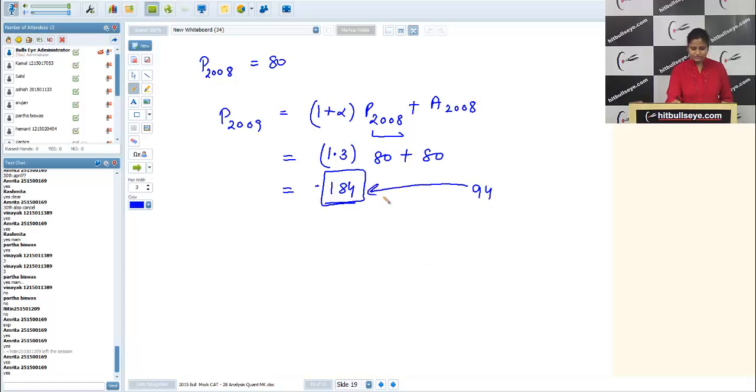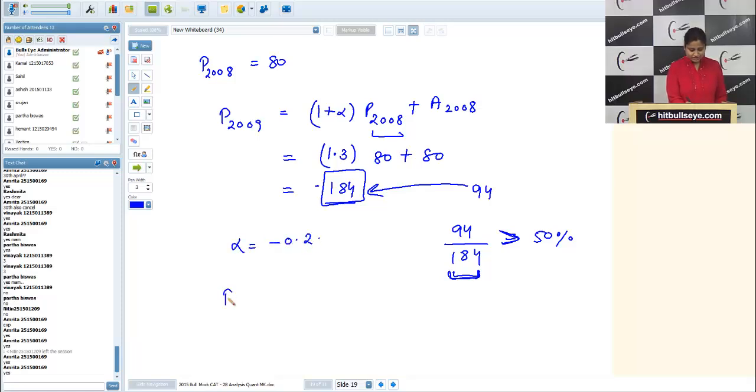Now 94 is what percent of 184? This is more than 50%. As you can see, what is 50% of 184? That is 92. So the numerator is more than 50%. That's why we can say the value will be more than 50%. So it will come in the second category. If it comes in the second category, alpha, the variable, will be minus 0.2.